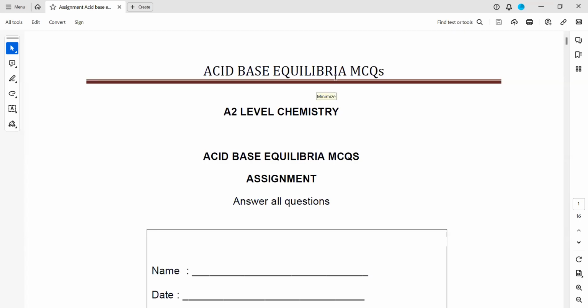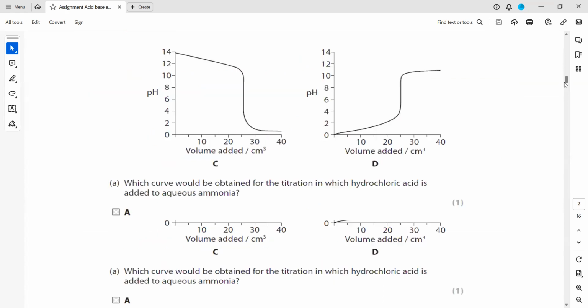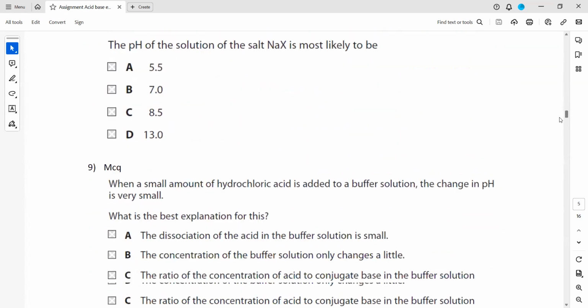So this exercise is related to acid-base equilibrium. First is question number 9. The MCQs related to the topic.